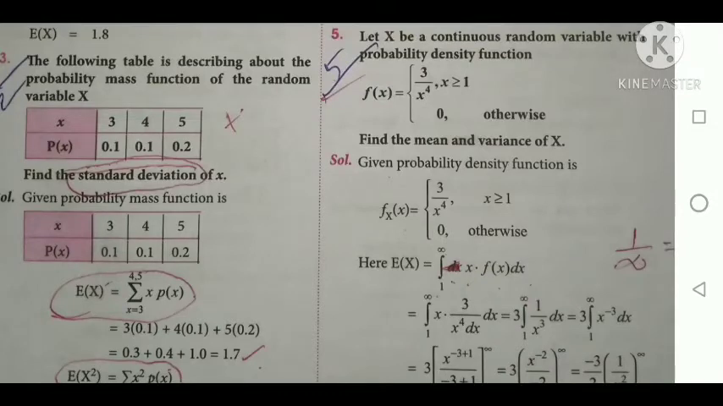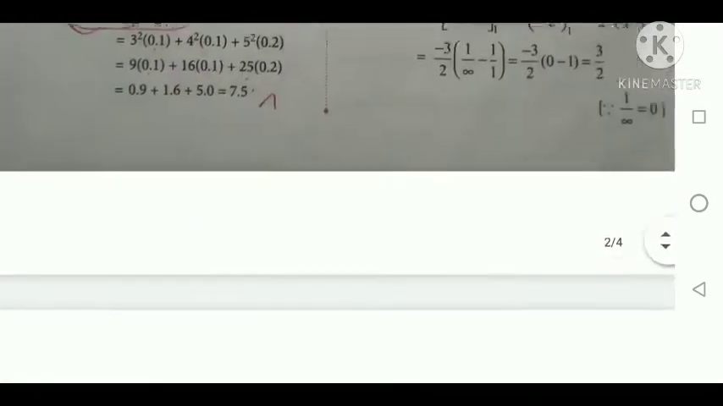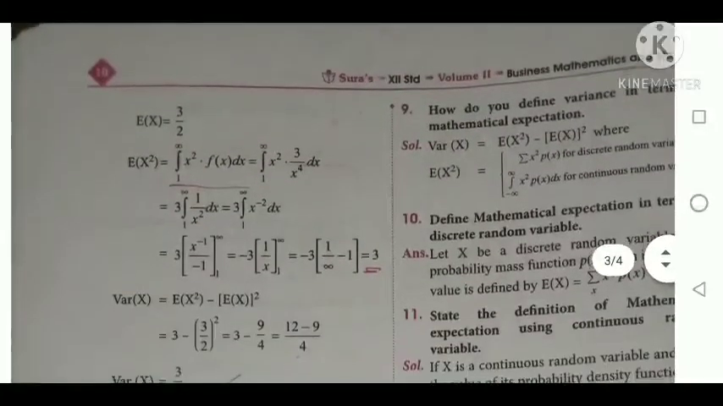So variance is nothing but E of x square minus E of x whole square. Now we are finding the E of x square as well as the mean. The next step is finding E of x square, which is the integral from 1 to infinity. Instead of multiplying f of x by x, we are multiplying it by x square. So if you multiply x square into 3 by x power 4, you get 3 by x square.